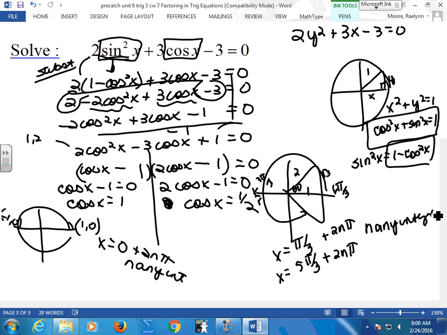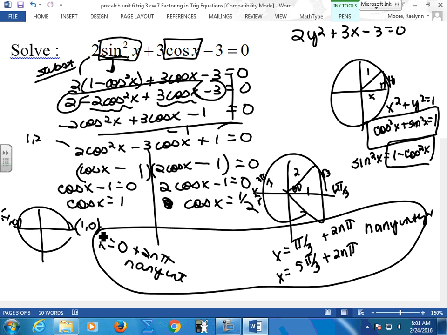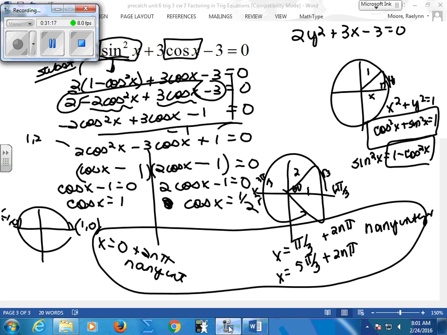So out of all this, I have three solutions. This and this. If you want to just say it once and n equals integer, that's fine also, as long as you say it somewhere.